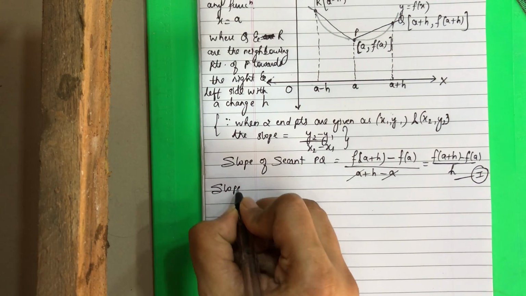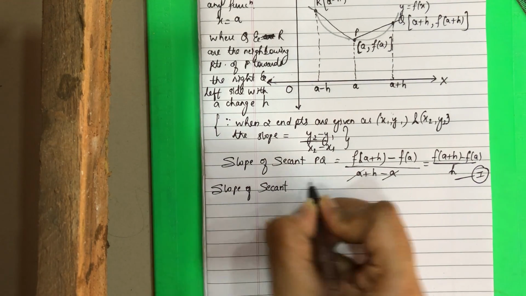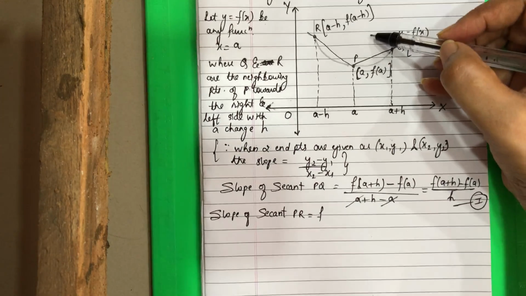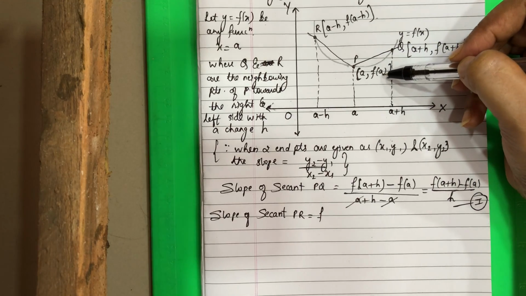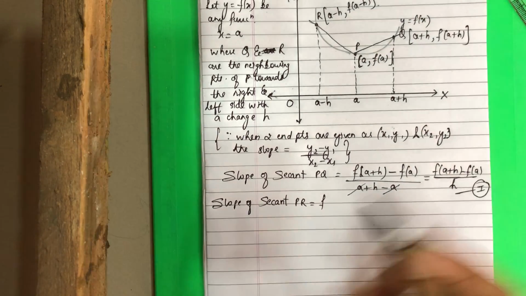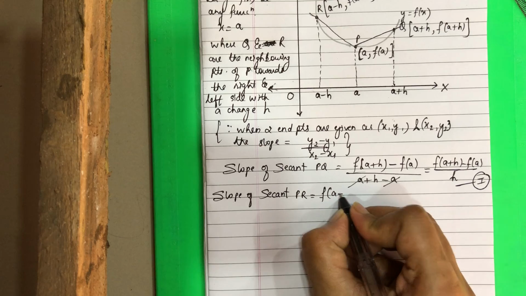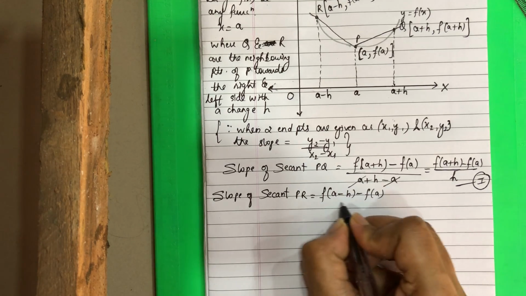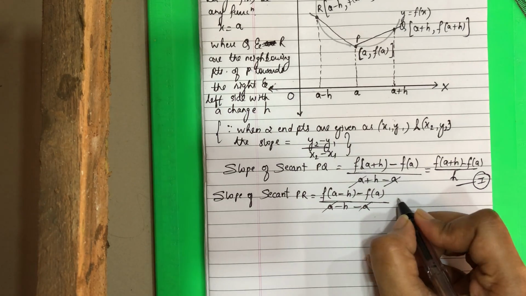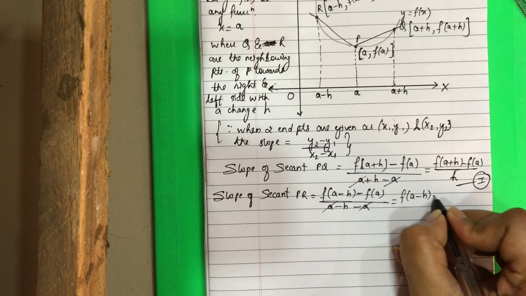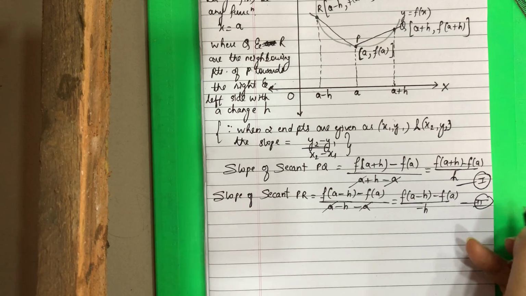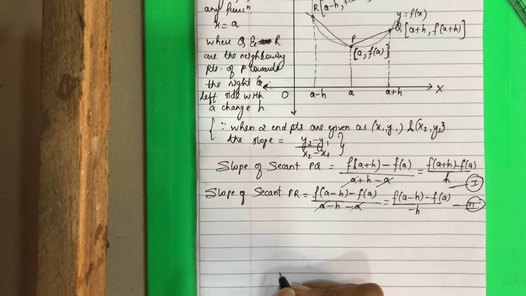Similarly, the slope of secant PR. Again, y2 is your f(a minus h), y1 is your f(a), x2 is your a minus h, and x1 is your a. Using this formula, f(a minus h) minus f(a) upon a minus h minus a, and a will get cancelled. This gives you f(a minus h) minus f(a) upon minus h. Consider this as the second equation.